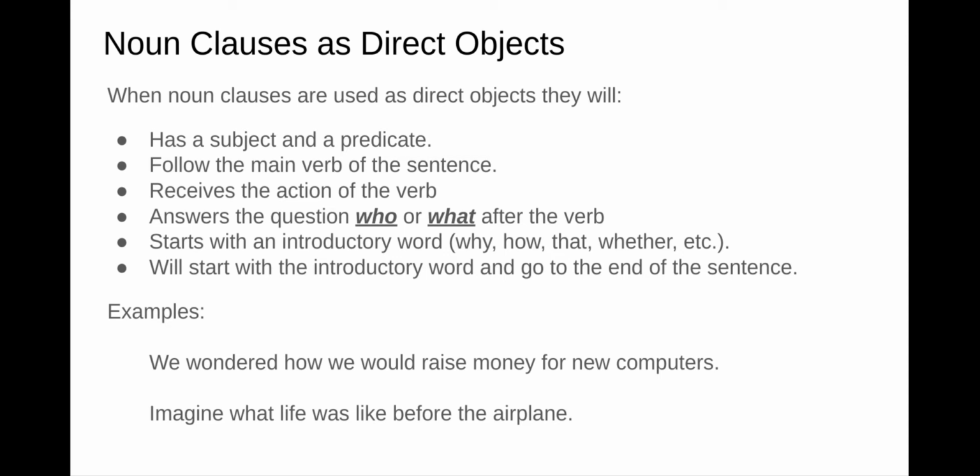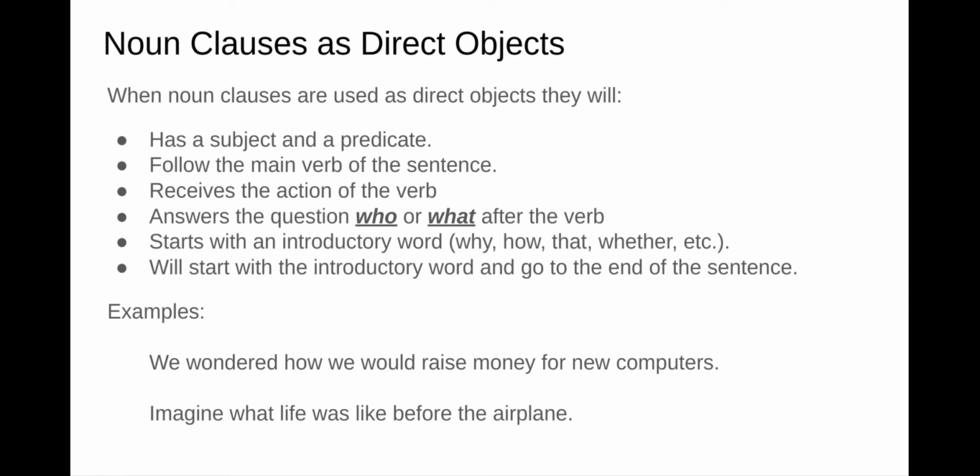And it's going to start with one of our introductory words. The main ones you're going to find today are going to be why, how, that, or whether. So look for those words. And this is what else makes it easy. This time, once you find that introductory word, it's going to go to the end of the sentence. So that makes it very, very simple. So let's practice a little bit.